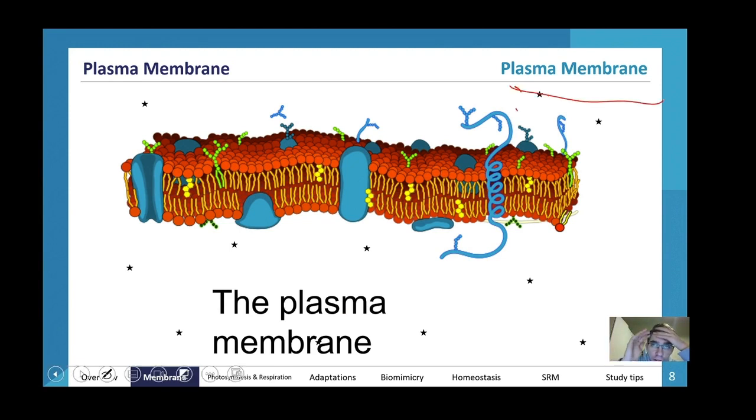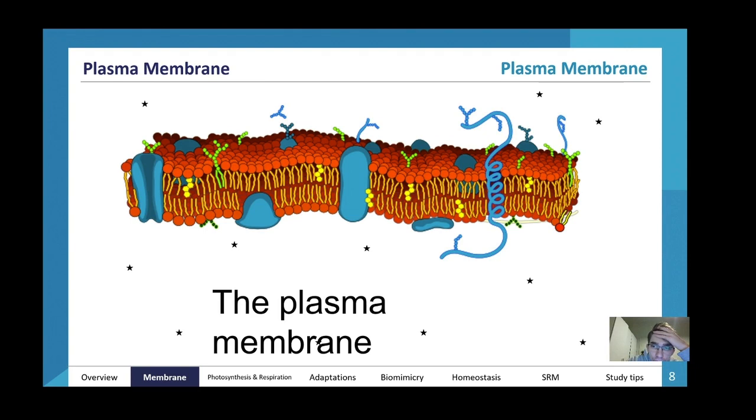Actually, what you guys need to learn is the fluid mosaic model of the plasma membrane, which is even more complicated. So, according to the study design, you need to learn about the fluid mosaic model of the plasma membrane and its phospholipid bilayer nature. So, let's start to explain each part, but slowly.